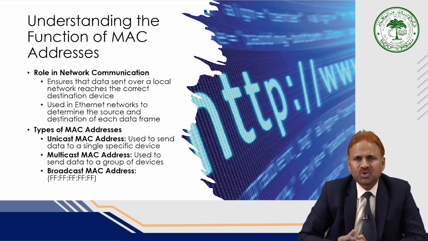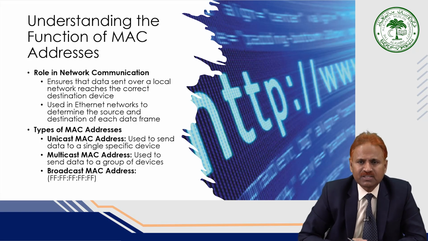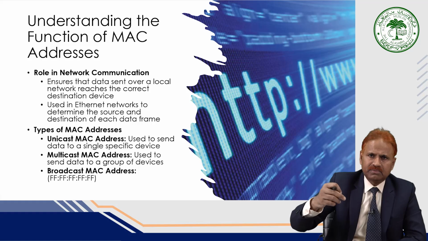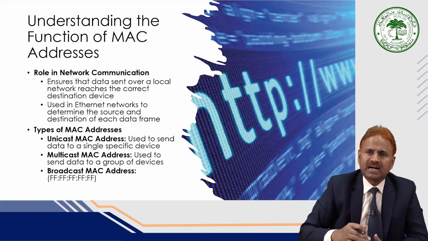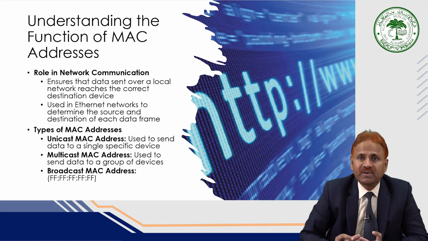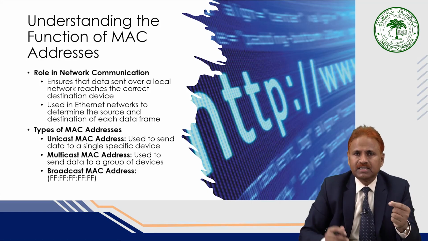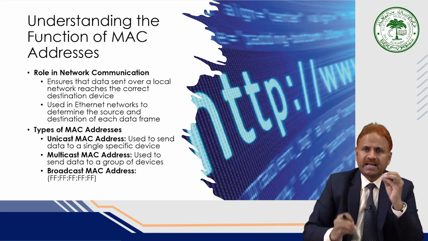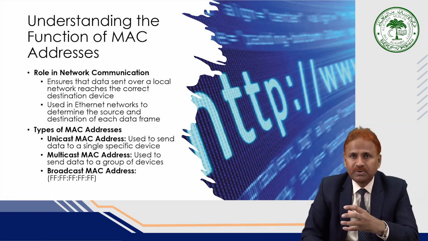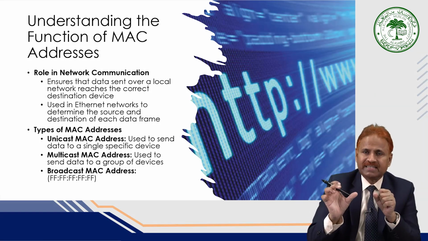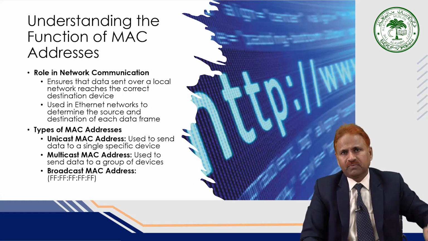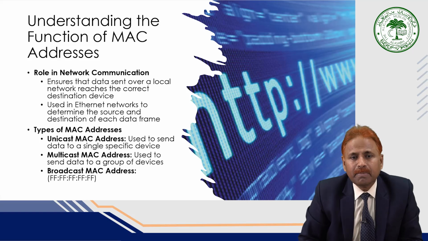There are various types of MAC address, you can say. Unicast MAC address. Unicast means it is used to send data to a single specific device. Sometimes it is a multicast MAC address. It is used to send data to a group of devices. So, a group ID is there, and say for example, 4 or 5 computers belong to a certain group, and you do have a group ID. So, whenever the message is sent to that group ID, it will be sent to all the members of that group. In that case, it will be known as a multicast address.